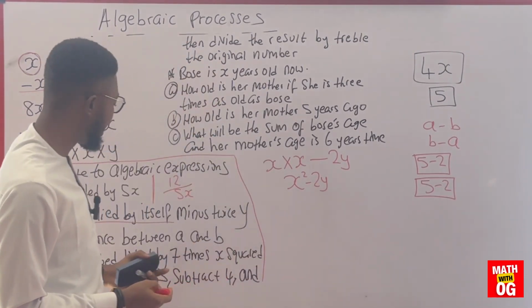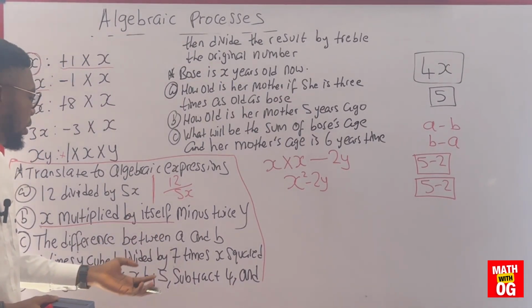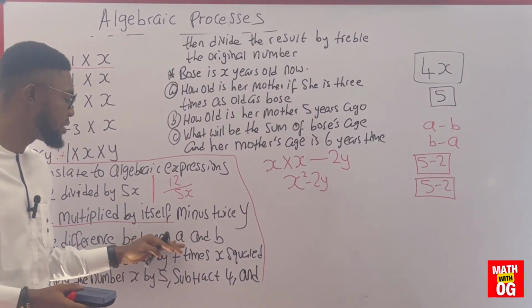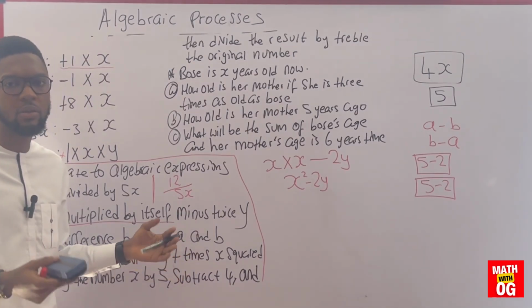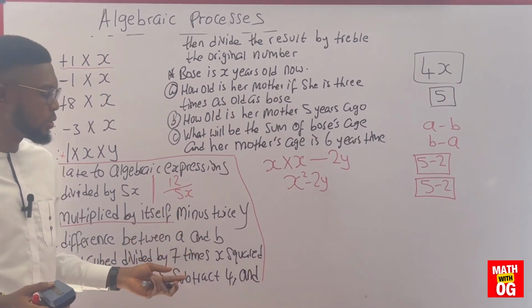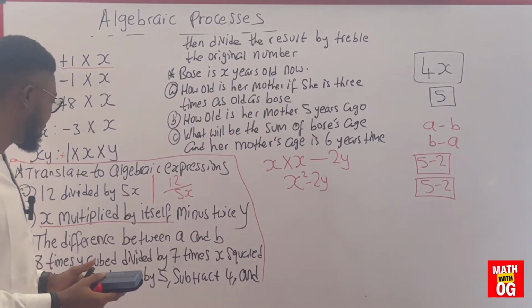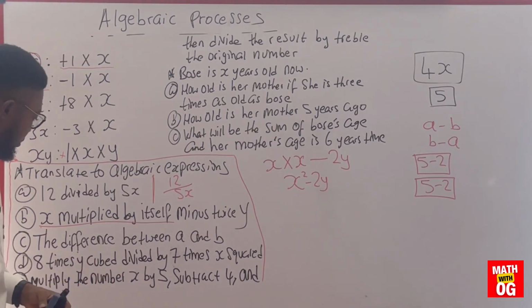The bottom line is that when you are asked to find a difference, always use the bigger number minus the smaller number. But in this case, I don't know if a is the bigger number or b is the bigger number. But since we are dealing with variables and a is coming first, we just leave it as a minus b. So the difference between a and b is simply a minus b.